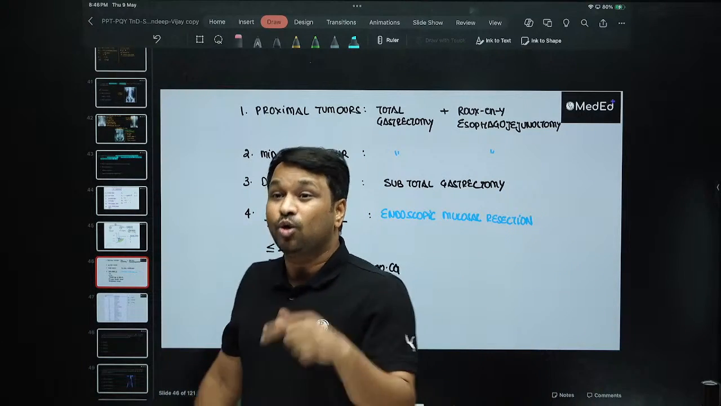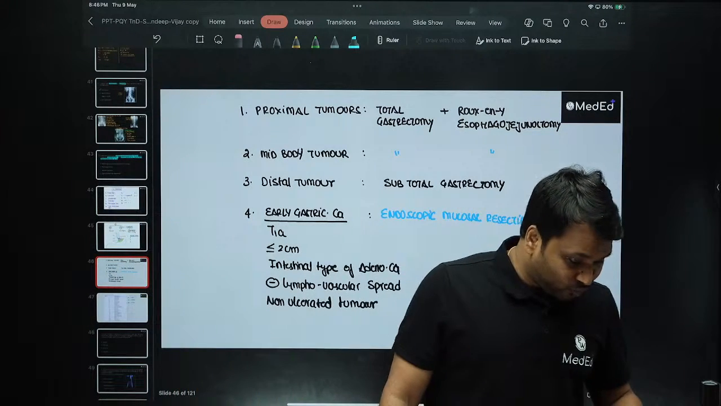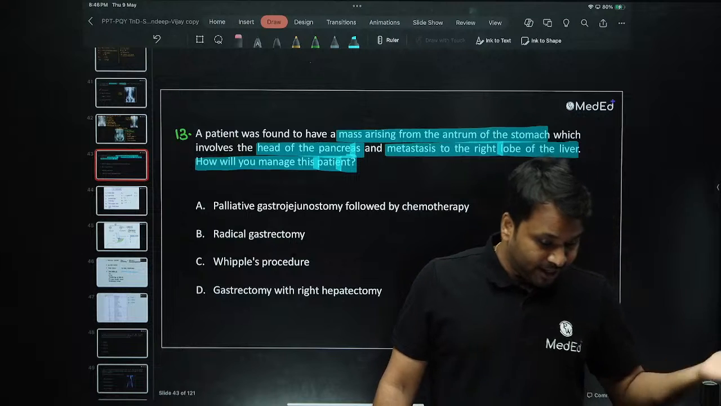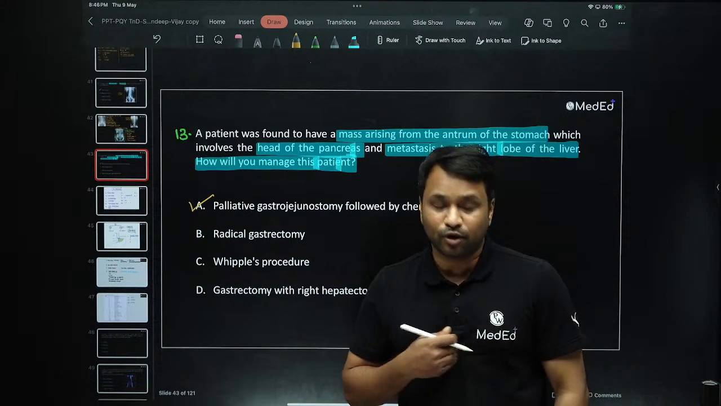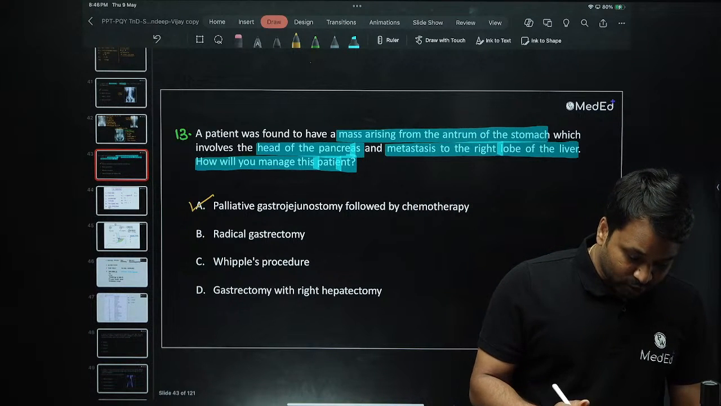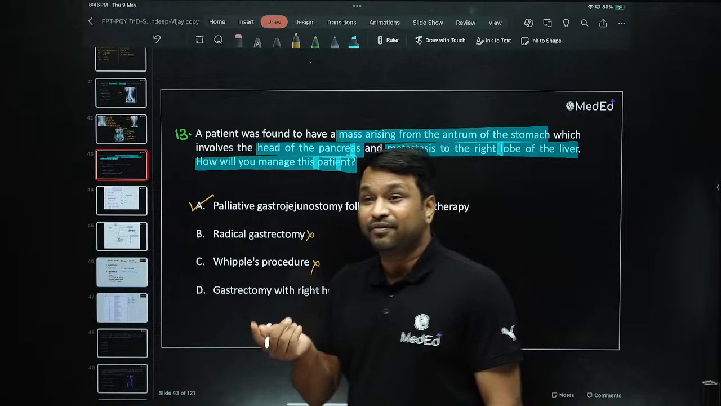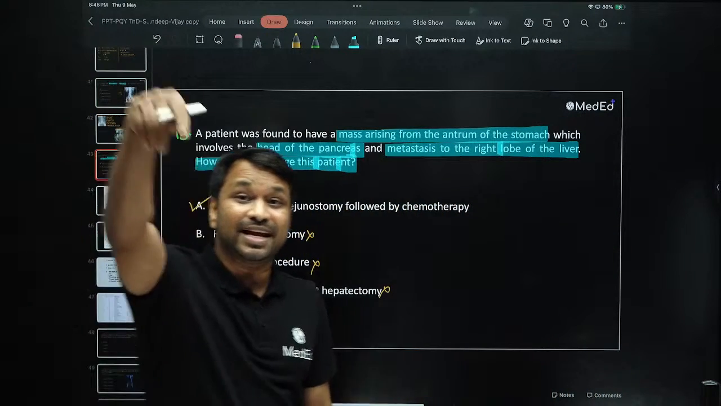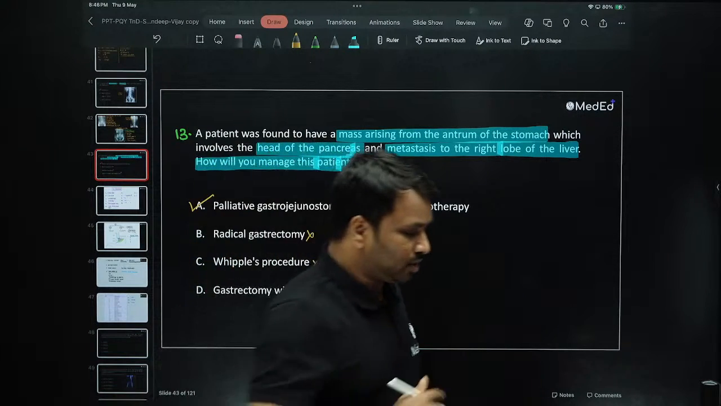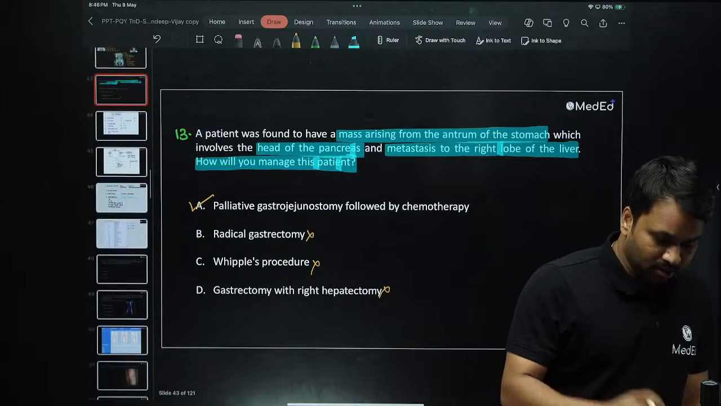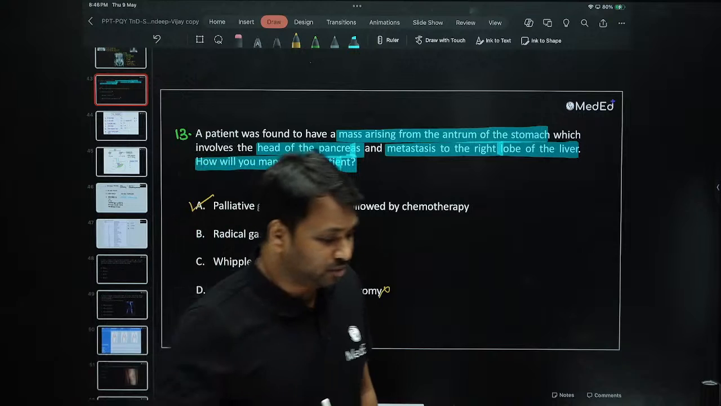Our patient right now has what? He has T4 disease, right? A T4 disease is considered inoperable. Inoperable, what will you do? The only thing I can do is a palliative gastrojejunostomy followed by chemotherapy. The reason I'm doing a palliative, I'll not do radical, I'll not do Whipple's, I'll not do hepatectomy. Remember, if it is a colorectal cancer with liver metastasis, I can do a metastatectomy in terms of liver resection, but in gastric cancers, it is not. So, the answer here is going to be A. Gastric cancers are going to be important. Look for the Lauren classification. That's a revision point also.